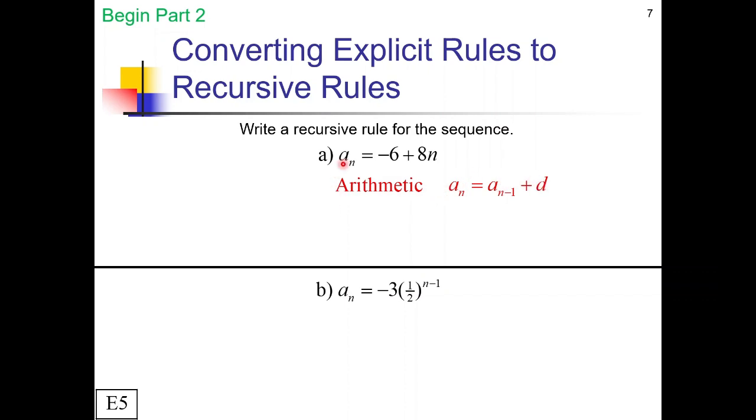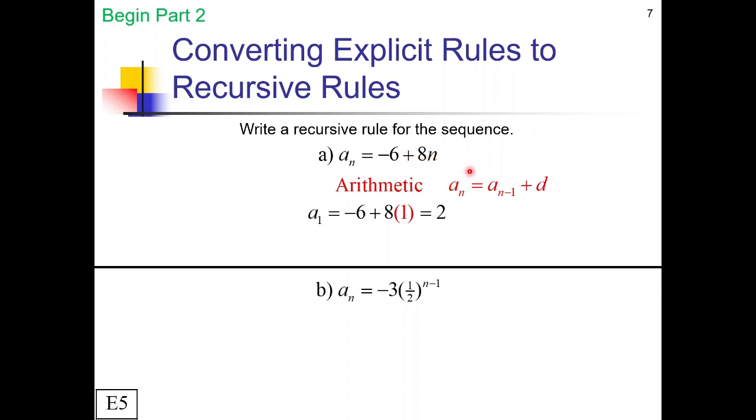We do need to get the a1 out of this, and that's pretty easy. We just have to plug 1 in for n in the expression they've given us. So negative 6 plus 8 times 1 comes out to an a1 of 2. And now for the rule, we just need to add the common difference to a sub n minus 1. What's the common difference from this arithmetic rule? Well, the common difference is just going to be this slope here. You just keep adding 8 over and over again for however many terms you're going, and that gives you the next term.